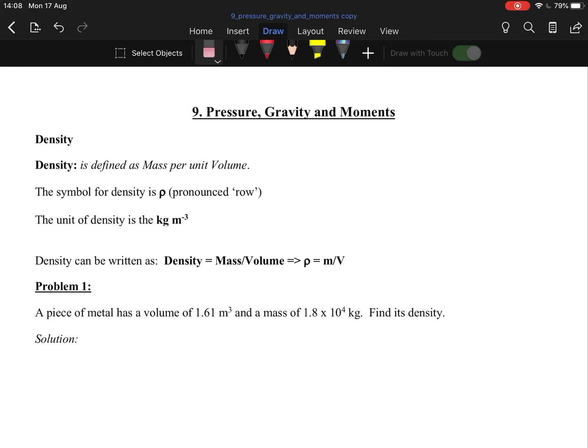Okay, so welcome to topic 9 of the notes. This is pressure, gravity, and moments. Now what I'm going to do is, this is a large enough topic, so I will be splitting it into two. So I'll try and get this done first about halfway.